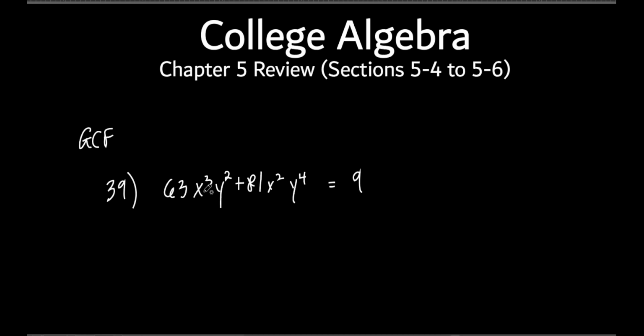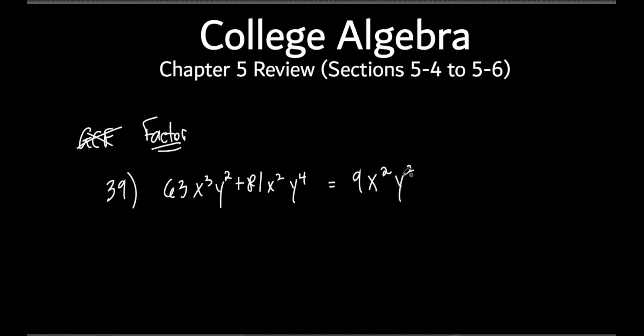All right, what about the x's? X cubed, x squared. What's in common with both of them? An x squared. It's not a 2. It's an x squared. Now I got y squared, y to the fourth. What goes evenly into both of those? Y squared. All right, that's your greatest common factor. But it doesn't say just find the greatest common factor. It says to factor. And we want to factor it completely.